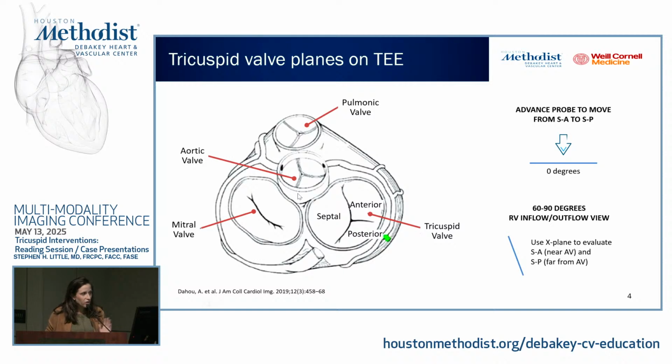And another thing that we're going to go over a lot here today is our inflow-outflow view. This is the diagram right here on the left. But you see the aortic valve is a more anterior structure. So if you antiflex your TEE probe, you're going to see more of the anterior septal coaptation. And if you retroflex more, you're going to see more of the septal posterior coaptation. And this is when you're getting farther from the aortic valve. And I'll show examples of all of that.